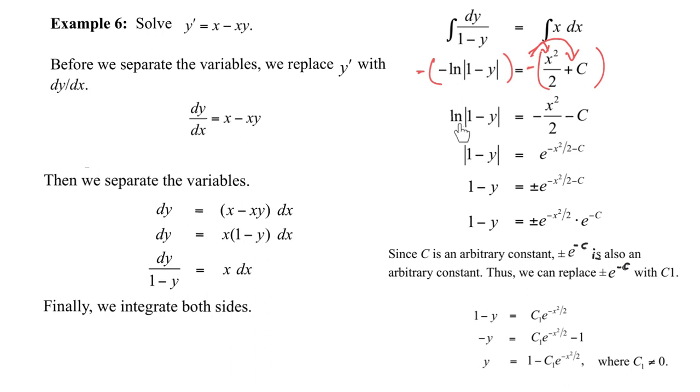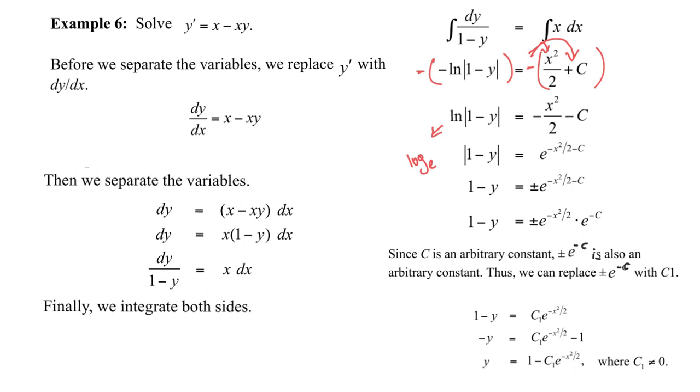ln is log with base e. So you can convert that. The absolute value of 1 minus y equals e power this whole thing. So this whole thing will go to the exponent. That is the same as writing 1 minus y equals, since it has an absolute value, right? So without the absolute value we can write that it is equal to plus or minus this whole thing.